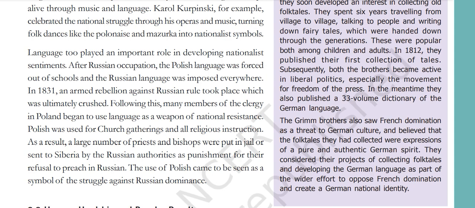As a result, a large number of priests and bishops were put in jail or sent to Siberia by the Russian authorities as punishment for their refusal to preach in Russian. The use of Polish came to be seen as a symbol of struggle against Russian dominance.